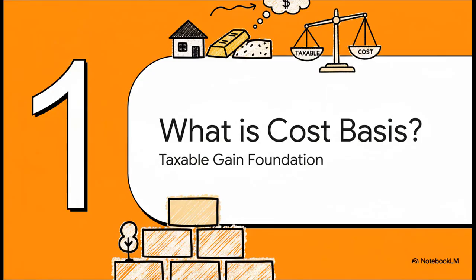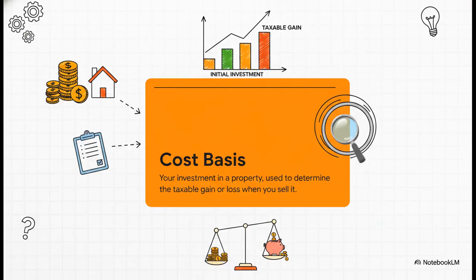So, first things first, we have to start with the absolute foundation of all of this. It's a concept called cost basis. Honestly, if you own anything of value, you should know what this is, because it's the bedrock for figuring out what part of your money is actually taxable. So, what exactly is it? Well, the source material we're looking at defines basis as your total investment in a piece of property. Think of it as the system's way of making sure you're not getting taxed on getting your own money back. You're only supposed to be taxed on the profit, the gain you make on top of that initial investment.